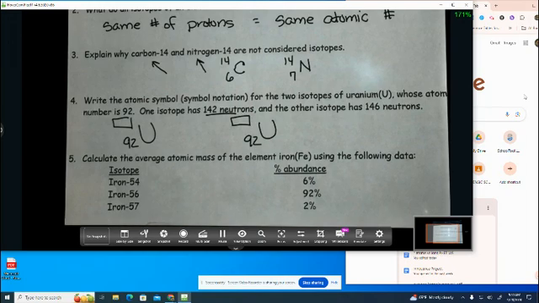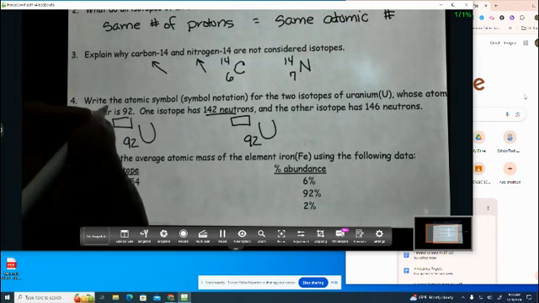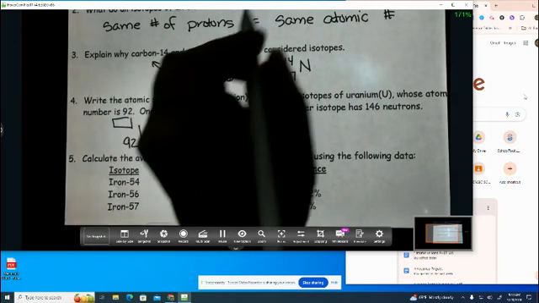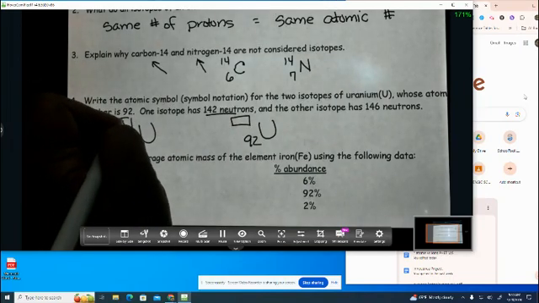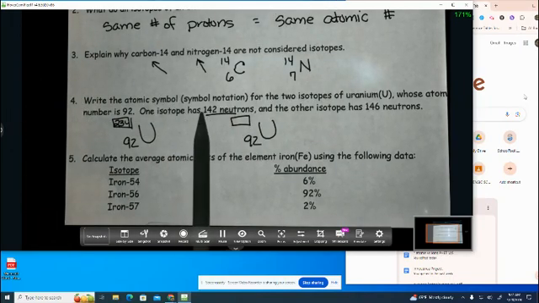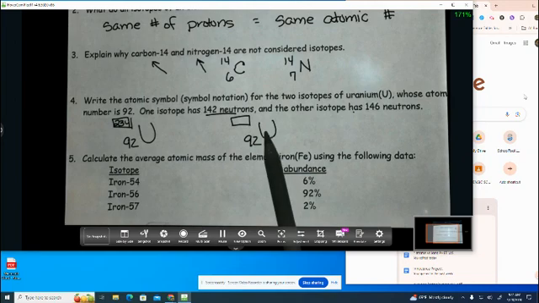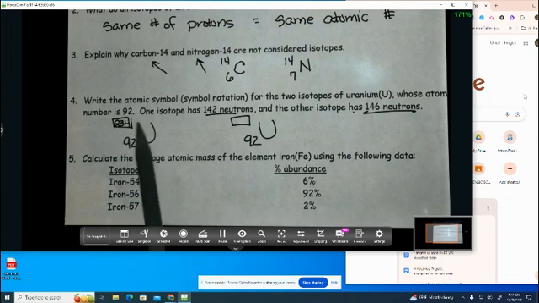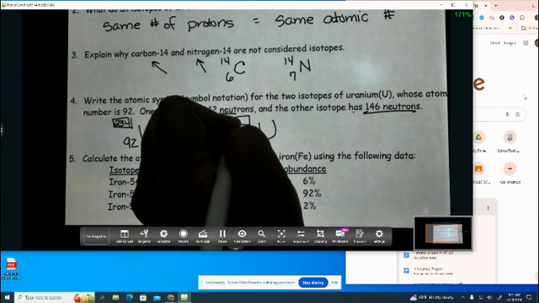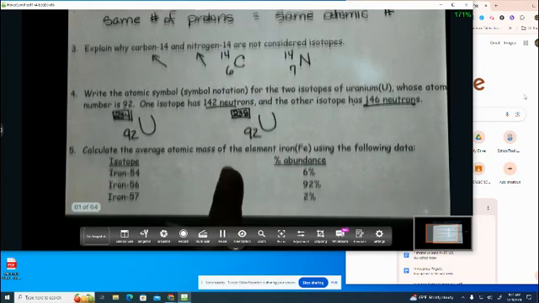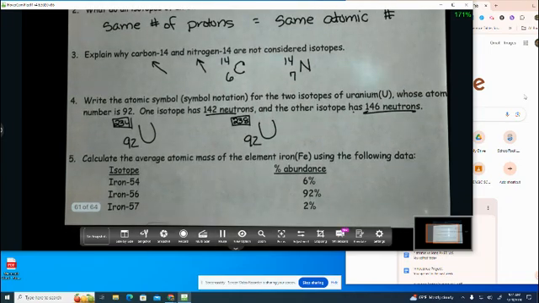Somebody said it. Why 234? You add the protons and the neutrons. 92 and 142 is 234. Be careful. They gave us neutrons here, they did not give us the mass number. The other isotope has 146 neutrons, which is 4 more than this one had. Therefore, this has to be 238. All right, good to go?